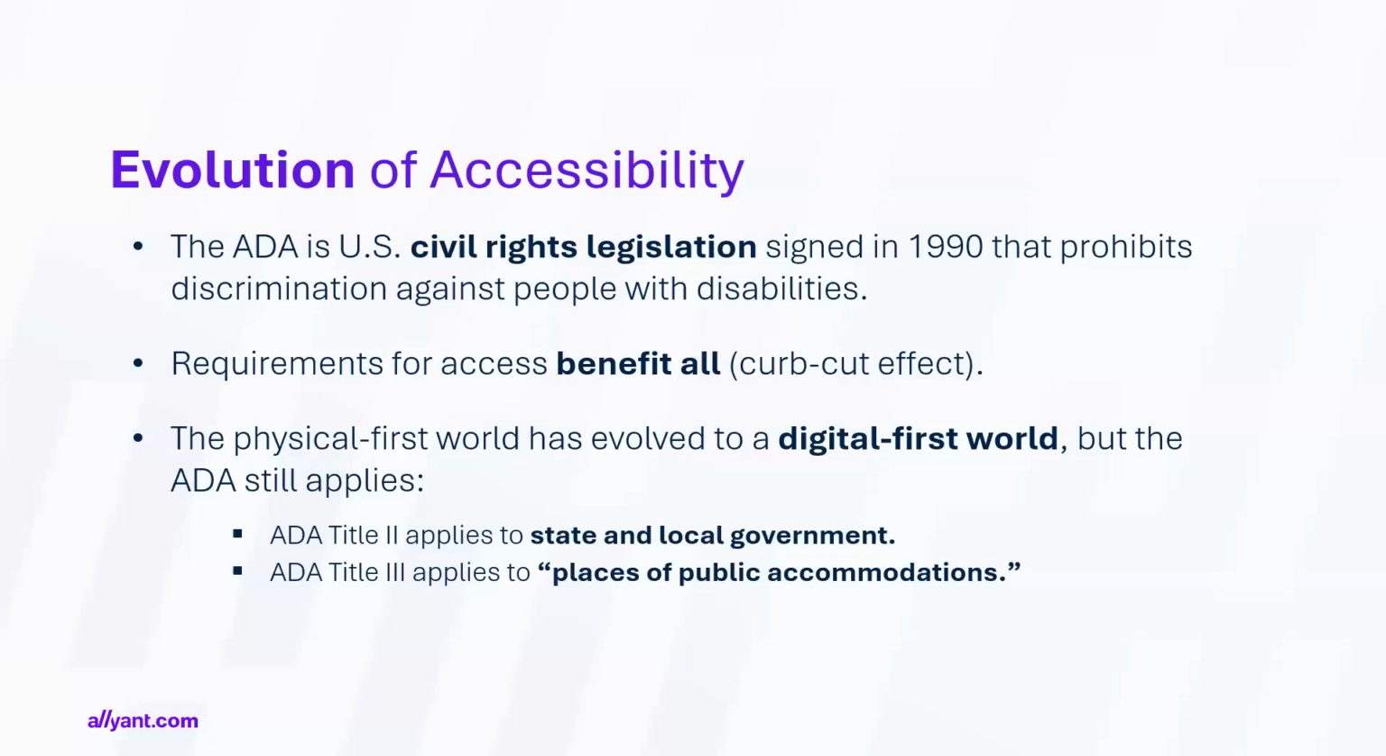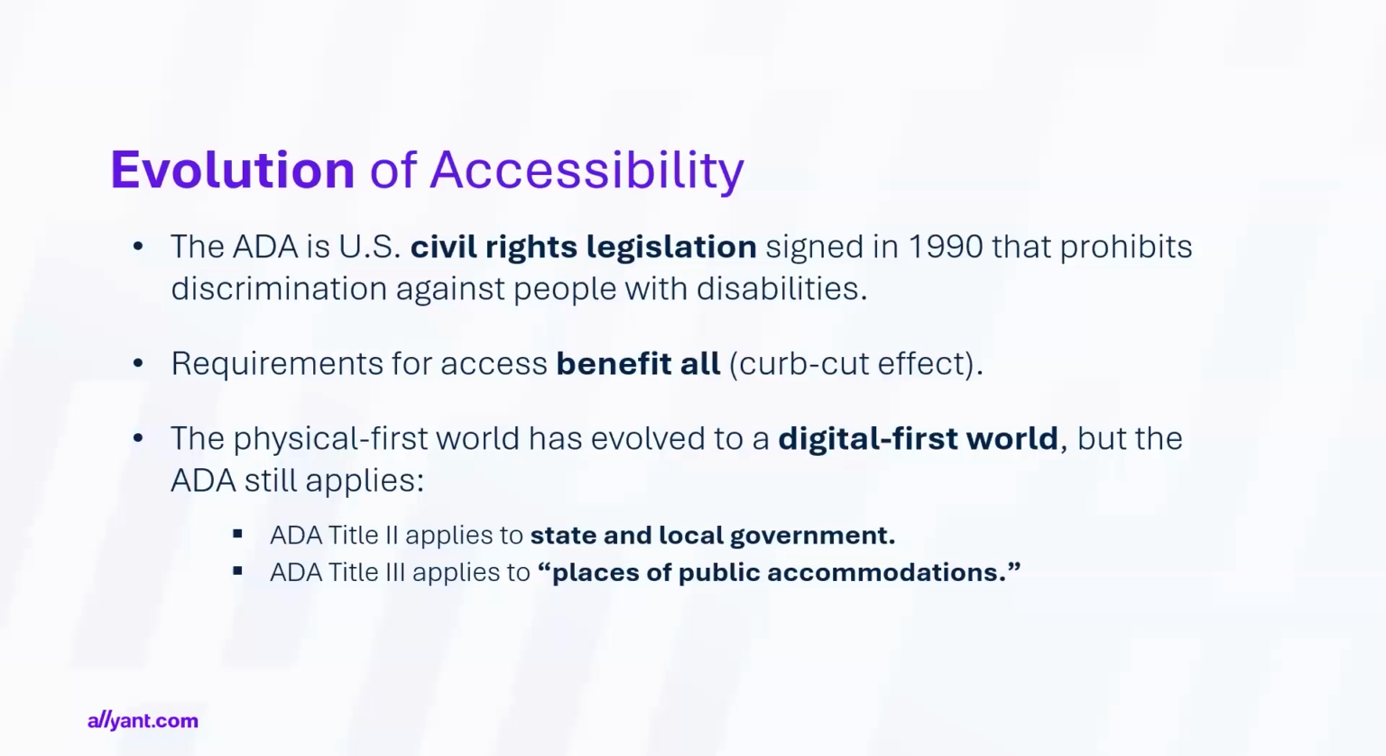It was signed into law in 1990, and quite simply, it prohibited discrimination against people with disabilities. It requires access and benefits for all. And there are a lot of accommodations that you make under the ADA which, frankly speaking, help all of us. This is often referred to as the curb cut effect.